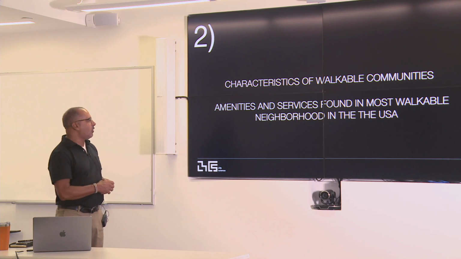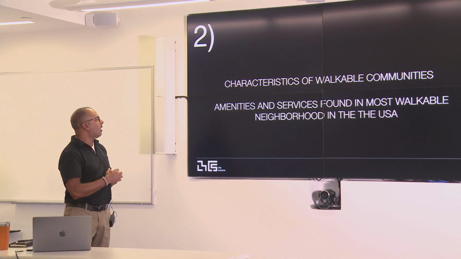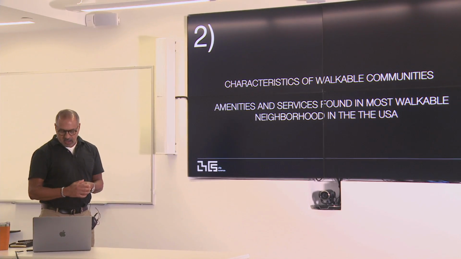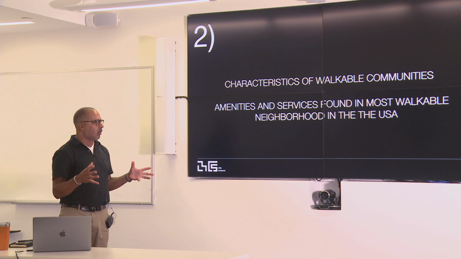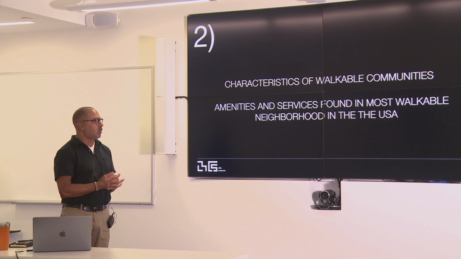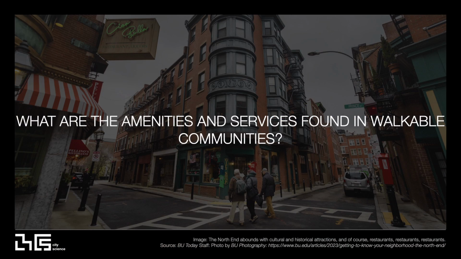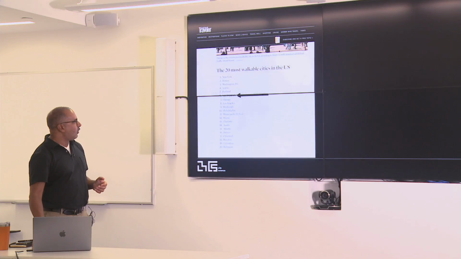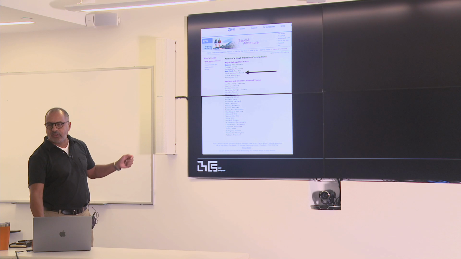Okay, so this analysis now is going into another level of research where we're looking at the most walkable communities in the United States. So if we want to build a model around what are those amenities and services that have developed over time in communities that have this characteristic of high walk scores, how would we extract that information? So we started to do some research to understand what are the most walkable cities in North America?